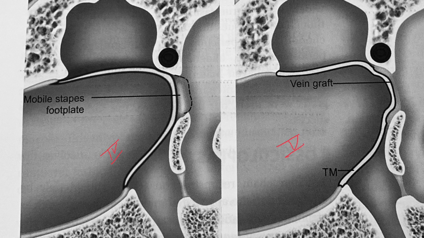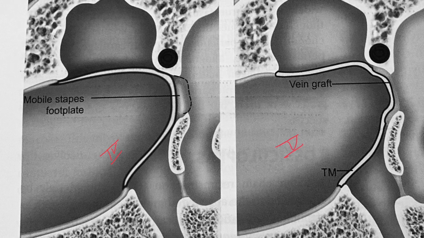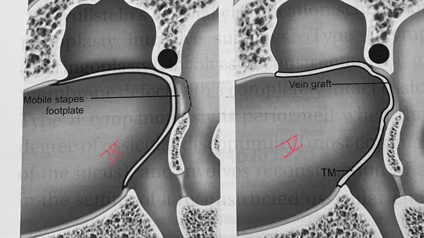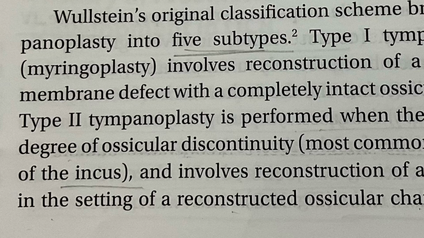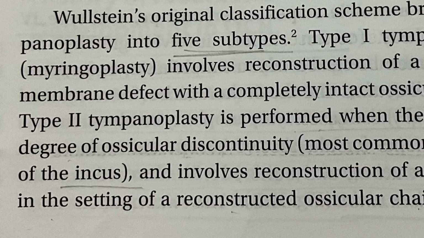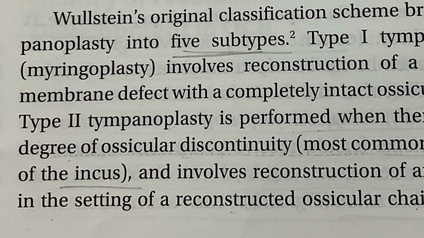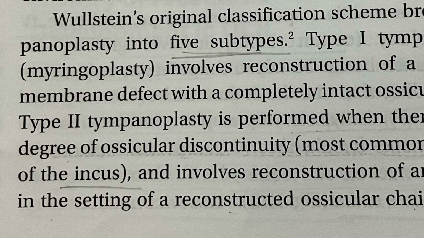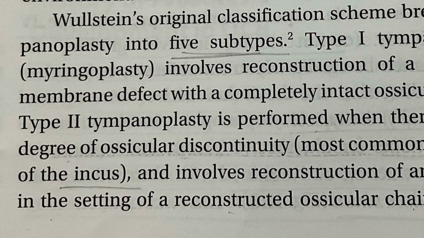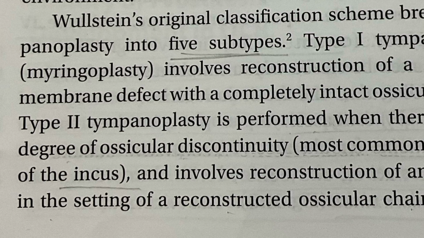Understanding the indications and nuances of each type is critical. For instance, type 1 is straightforward and commonly performed, while type 5 is more complex and used in select cases. Let's discuss a case. A patient with chronic otitis media presents with a perforated tympanic membrane and partial erosion of the malleus. Audiometry reveals conductive hearing loss. Based on Wullstein's classification, what type of tympanoplasty would be ideal?